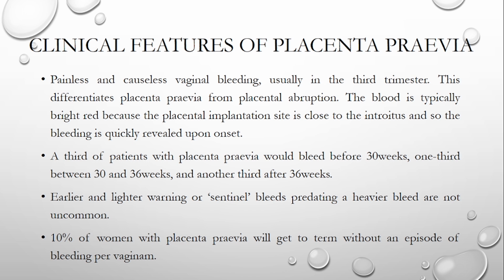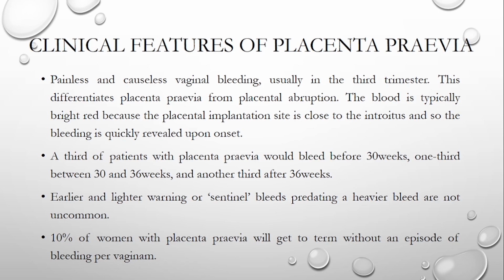A third of patients with placenta previa will bleed before 30 weeks, another third between 30 and 36 weeks, and another third after 36 weeks. So we should know that it can occur before 30 weeks, even in the second trimester, where you can make a diagnosis from bleeding. Earlier and lighter warning or sentinel bleeds predate a heavier bleed.